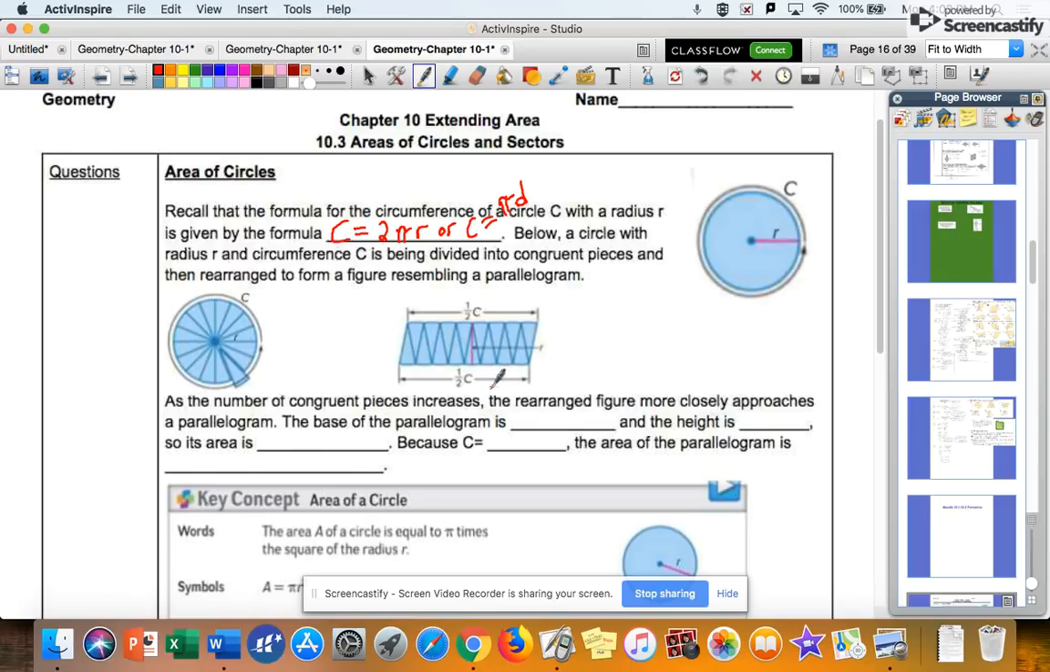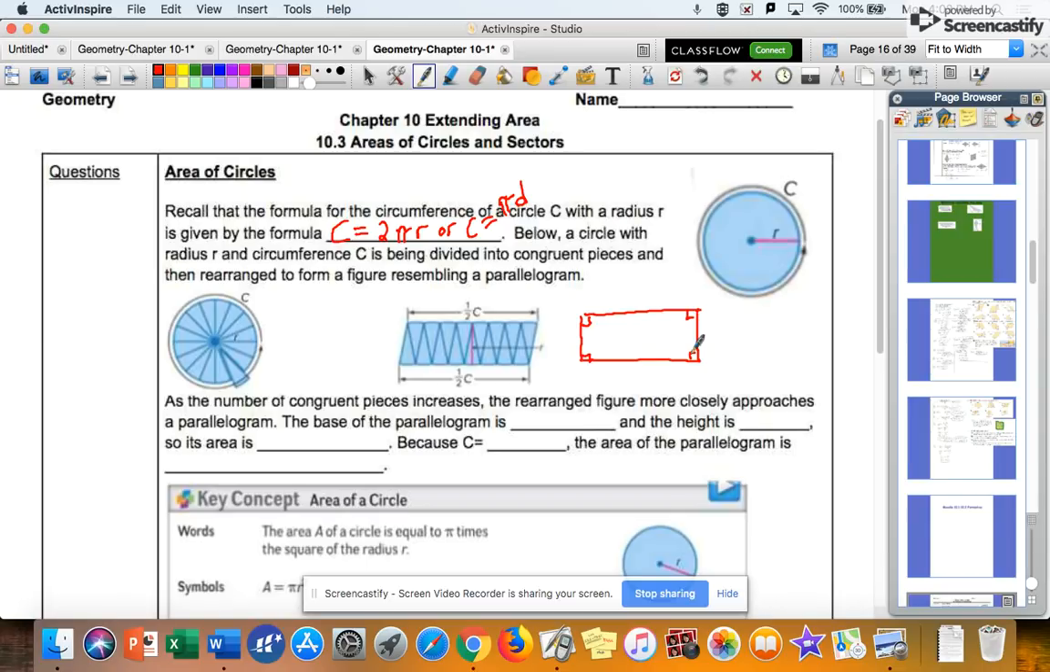You notice what ends up happening here is it looks a lot like a parallelogram. It's not a perfect parallelogram because each one of these is technically curved a little bit, because each one of them is a little slice of the outside of the circle. But as we get more and more slices, this becomes more and more straight and more upright as well. So not only will it look like a parallelogram, but it will actually look more like a rectangle. So as the number of congruent pieces increases, the rearranged figure looks more closely like a parallelogram.